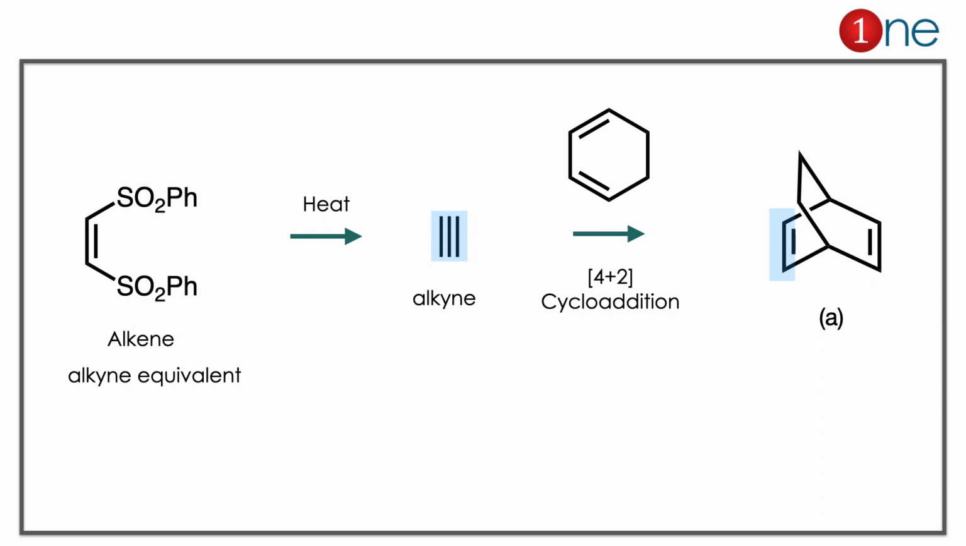Here you have to learn 2 very important things. This sulfur compound is an alkyne equivalent, and a 4 plus 2 cycloaddition with an alkyne gives a double bond.